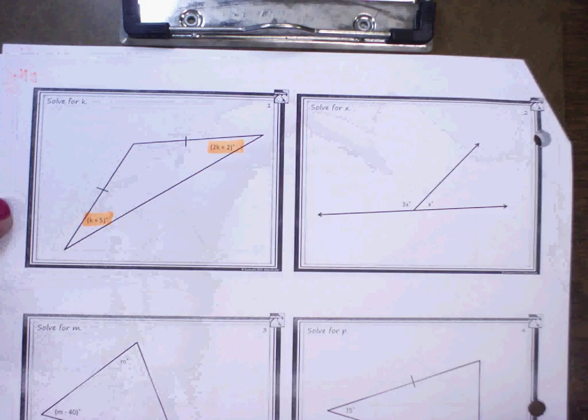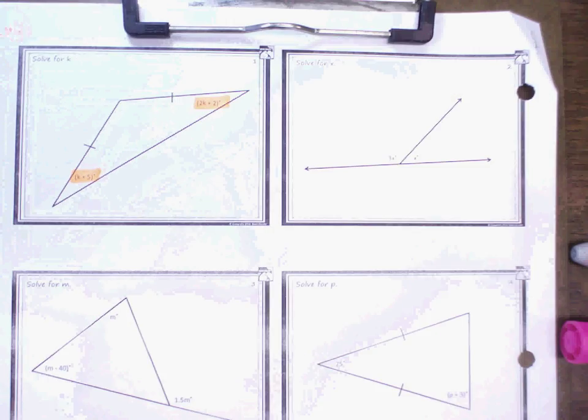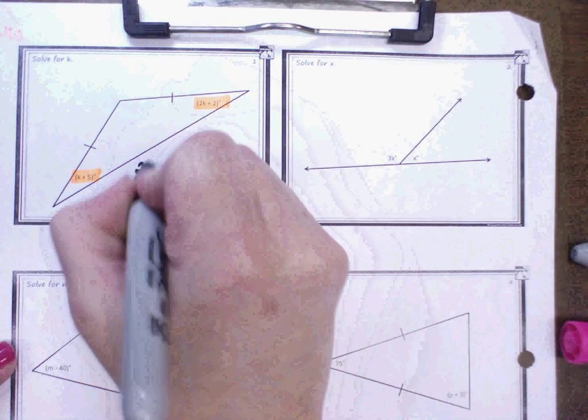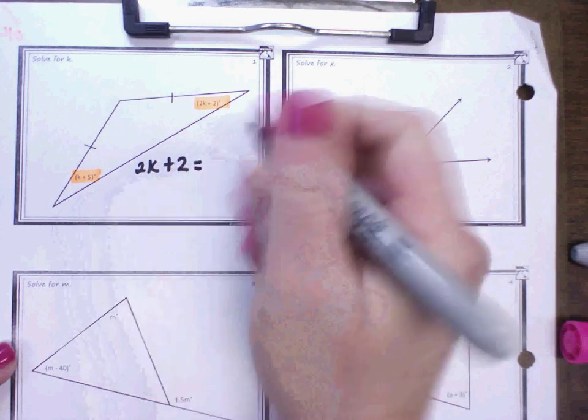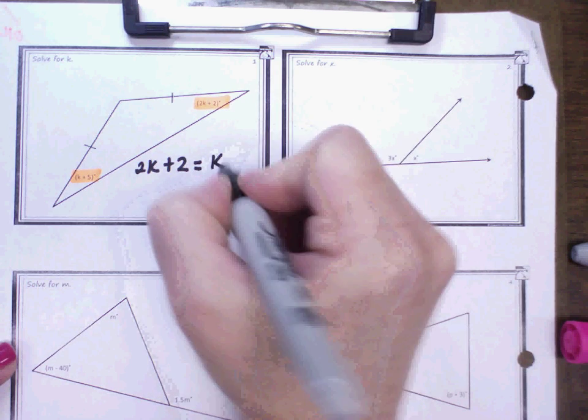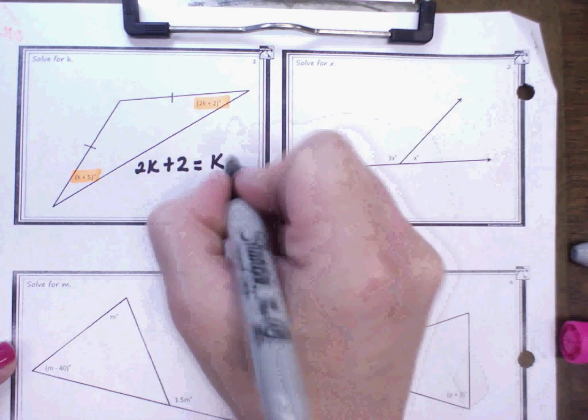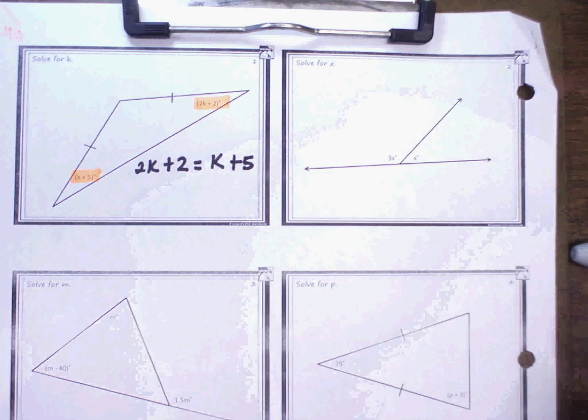2x, yes, 2x plus 2 equals, no, 2k plus 2 equals k plus 5.